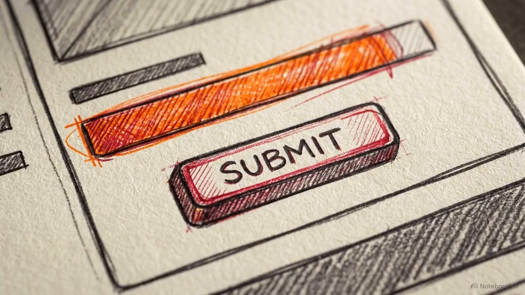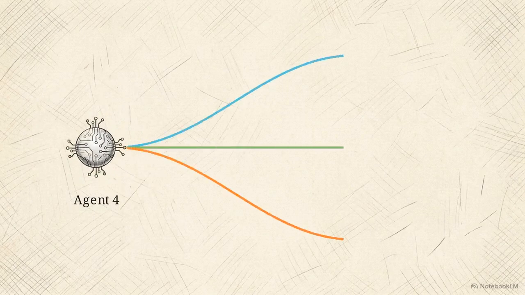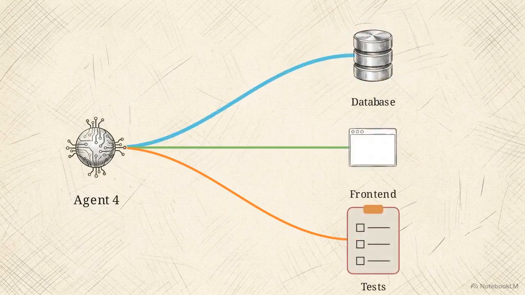Once you submit your prompt, the Agent 4 orchestrator begins the build process using multi-agent parallelism. Instead of working sequentially, the system runs multiple sub-agents at once. One agent configures the backend database, while another styles the React components, and a third writes the unit tests.